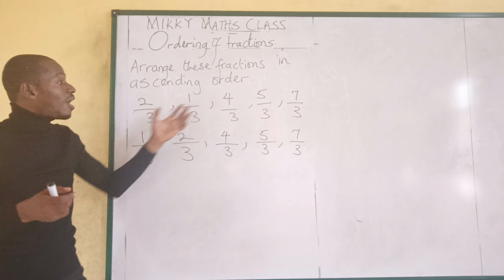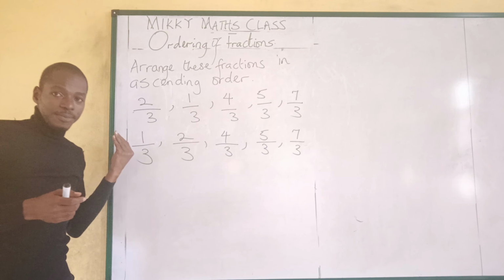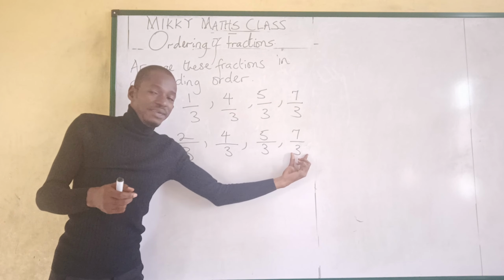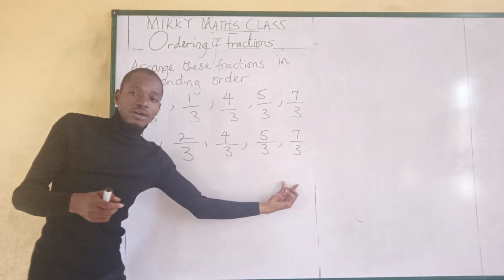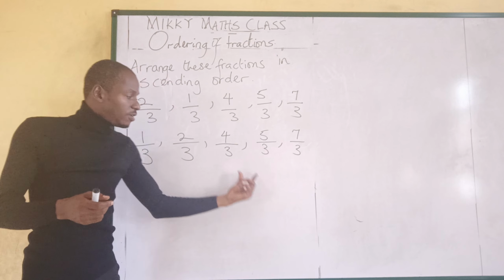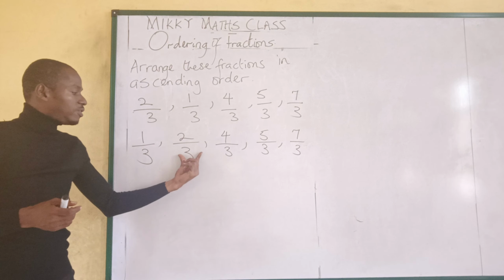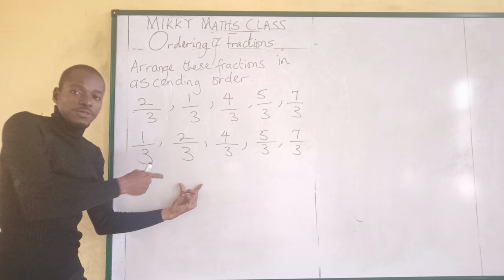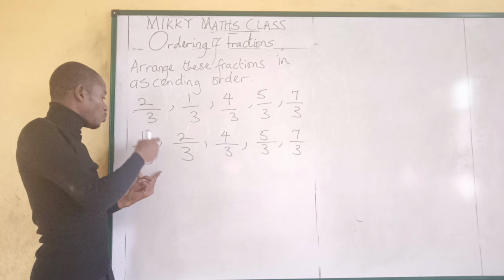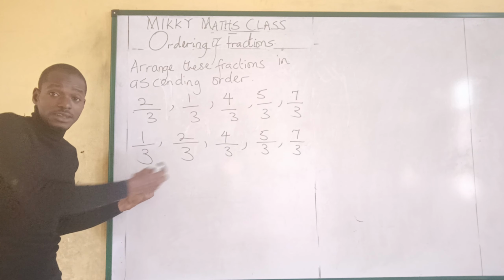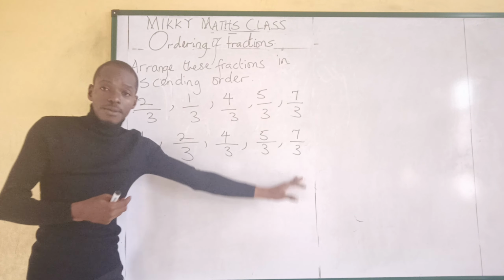You could be asked to arrange them in descending order. That means start from the biggest. It will now be 7 over 3, followed by this, 5 over 3, followed by this, 4 over 3, followed by this, 2 over 3, and followed by the last one, 1 over 3. That's descending order, starting from the biggest.